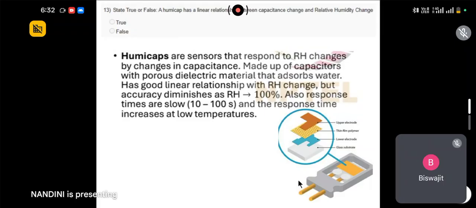So it basically has an upper electrode and a lower electrode, and in between they have a very thin polymer frame, and the difference in the capacitance between these two electrodes will give you the relative humidity change during that particular time. So the question was, a humid cap has a linear relationship between capacity change and relative humidity change. Is it true or false?